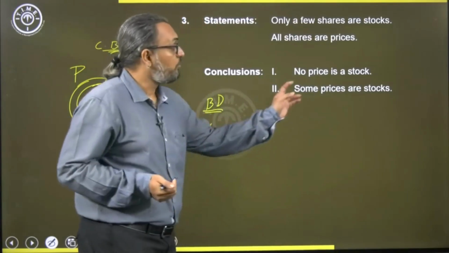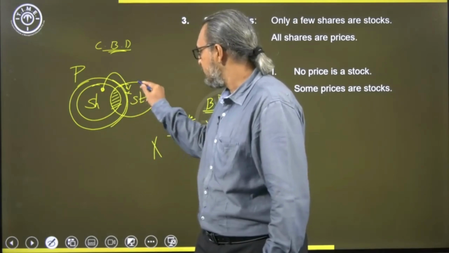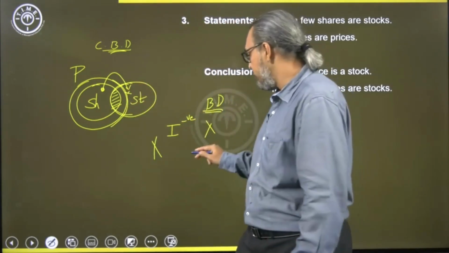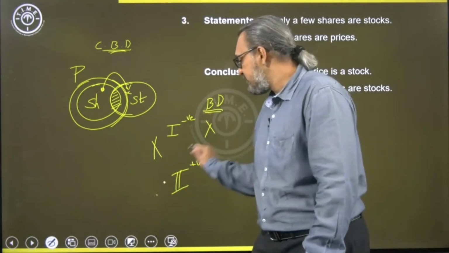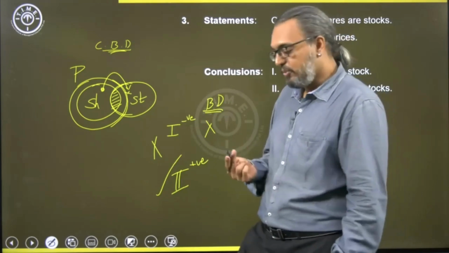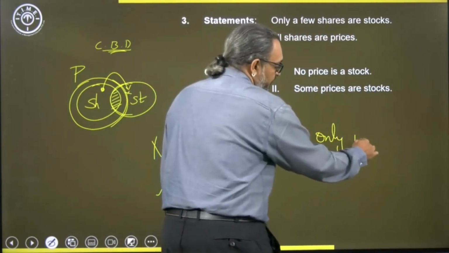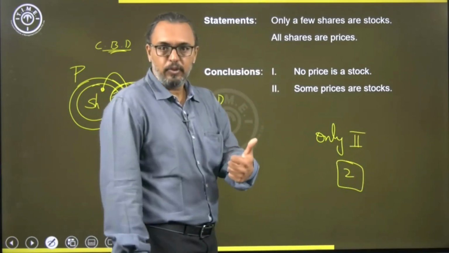Okay, then what about the second one? The second one says some prices are stocks. Check here. Correct. Some of my prices are already overlapping with stocks. Some prices are stocks, definitely satisfies. It is a positive conclusion, satisfies your basic diagram, follows. So my answer becomes only 2 follows, which is option 2 we choose.